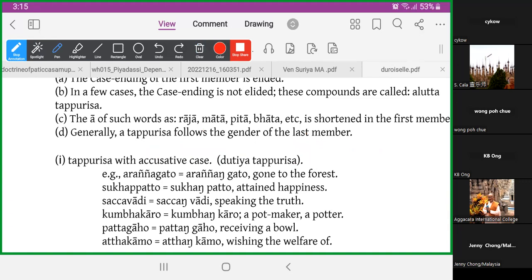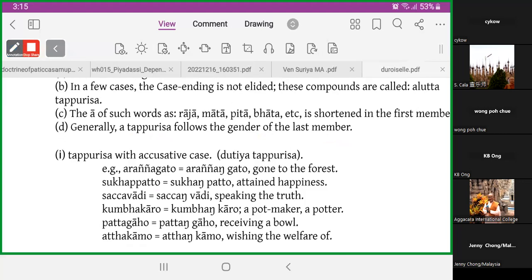Right. Okay, now number D. Generally, the Tappurisa follows the gender of the last member. It's not clear what the gender is here. But this means that if the last member is masculine, it will be masculine. If the last member is feminine, it will be feminine.